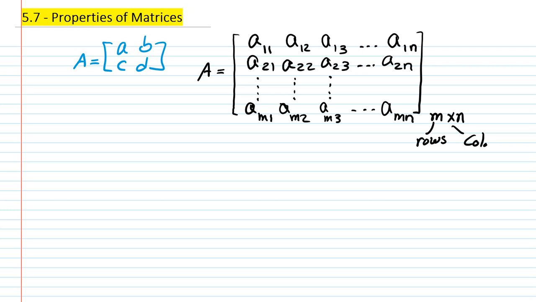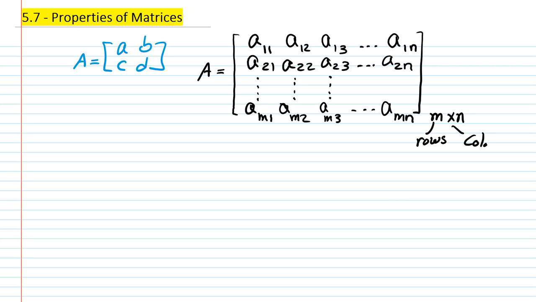Now, in terms of the algebraic properties of matrices, we're interested in basic operations: addition, subtraction, multiplication, and division. Now, division, first of all, is not defined with matrices. We do not have matrix division, but we do have matrix addition, subtraction, and multiplication, and they're not always defined depending on the size or the order of the matrix.